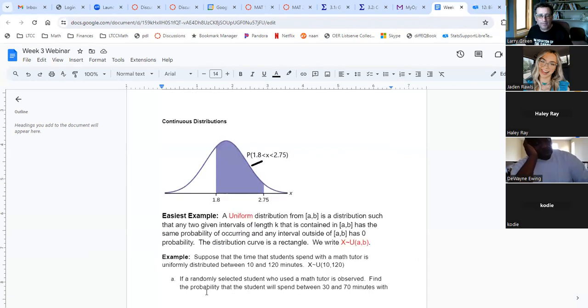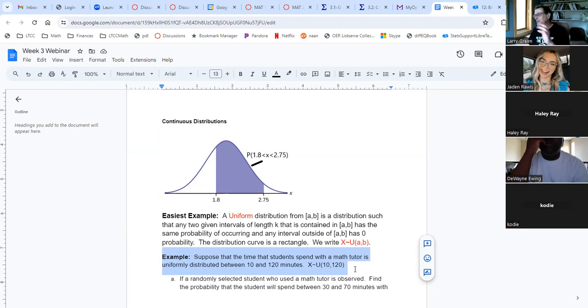Okay, let's look at an example. Suppose that the time that students spend with a math tutor is uniformly distributed between 10 and 120 minutes. So you write X ~ U(10, 120). Any questions on writing down the distribution, which you need to know how to do? You need to write the distribution, and that's how you write it. On the exam, I could actually ask you to write the distribution, and that's what I'm expecting.